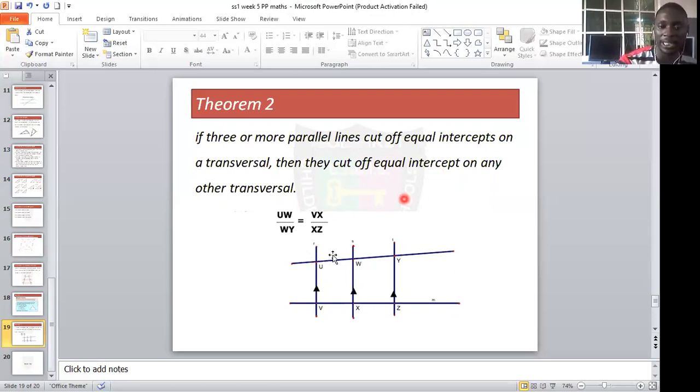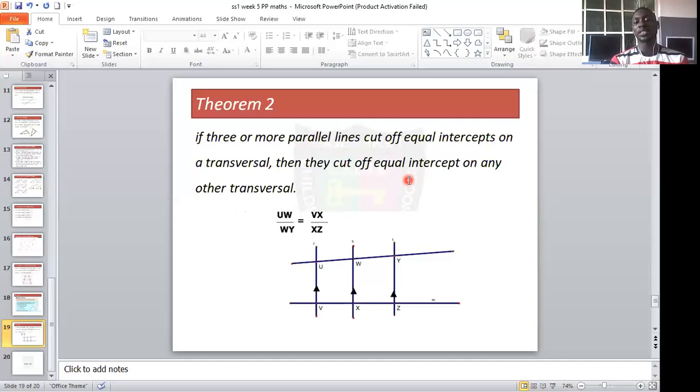That is, the intercept of this also is equal. The intercepts are cut off on another transversal. If three or more parallel lines, that is UV, WX, and YZ, cut off equal intercepts on a transversal, on this first transversal, UW equals WY. And also on the other transversal line, the second transversal line, they cut off equal intercepts on the other transversal.